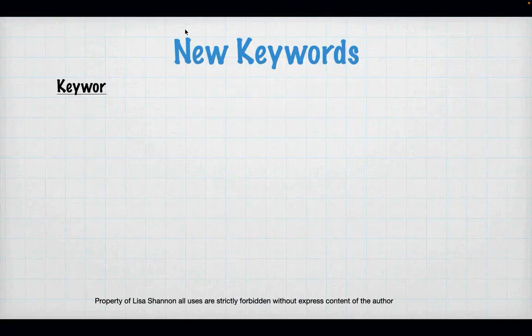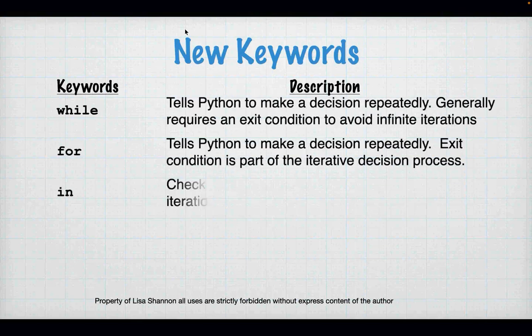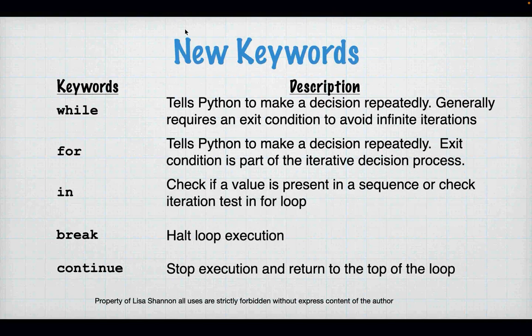Okay, so here's what we have. We have some new keywords and some new concepts. We have the words while and for. Those are both types of loops, and they're different. They work a little differently. And we're going to go through each one of them. We have the word in, which is used with a for loop to check for the presence of an element in a sequence or a value in a sequence.